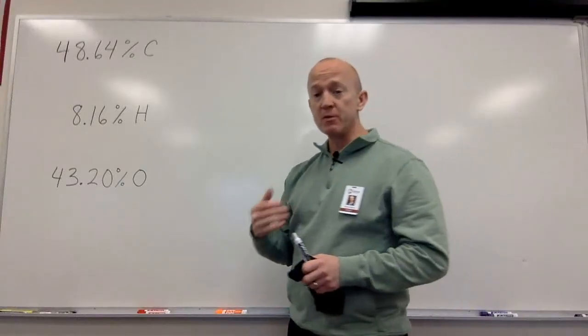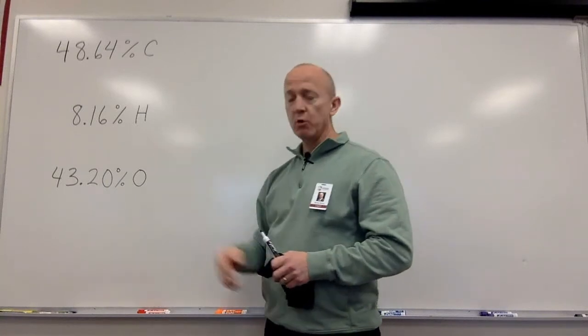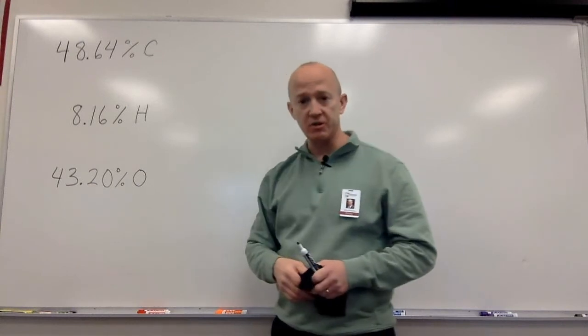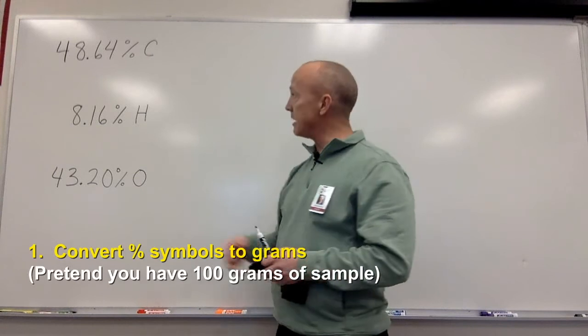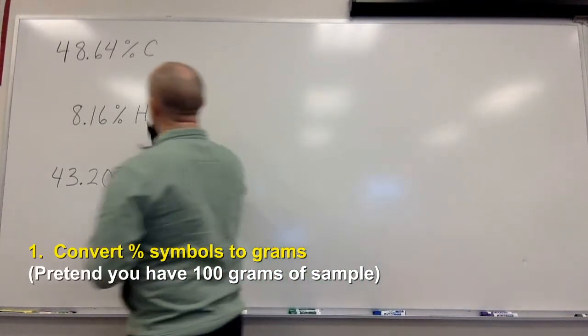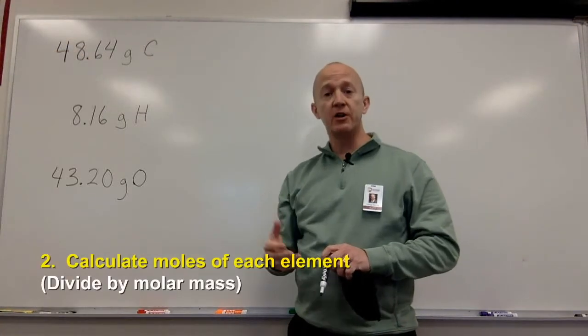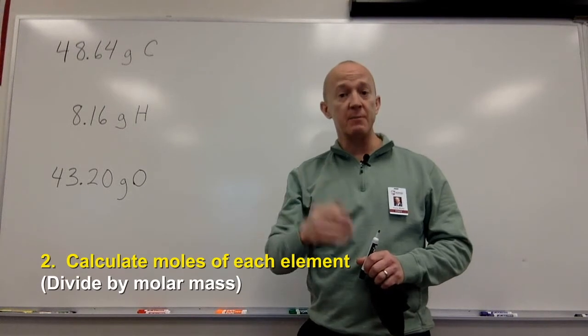Here's a compound with percent composition 48.64% carbon, 8.16% hydrogen, and 43.2% oxygen. Step 1, we pretend like we have 100 grams. That means we simply convert these percentages to gram amounts. Step 2, we'll calculate the number of moles of each element. To do this, we divide by the molar mass.